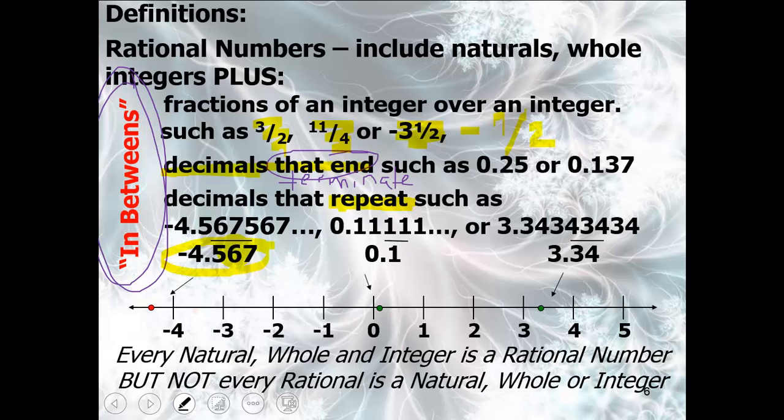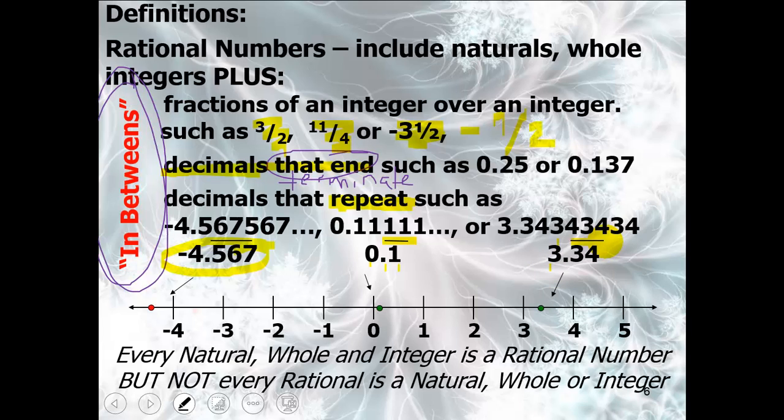Now look at this example, 0.11111. It just keeps going, 11111. These ellipses don't tell you that you have an irrational number, okay? This is repeating. So that means we can write this as 0.1 with a line over it. 3.34. Okay? Notice how the 3-4 just keeps repeating. 3-4, 3-4, 3-4. So we can write this as 3.34 with a line over the 34.